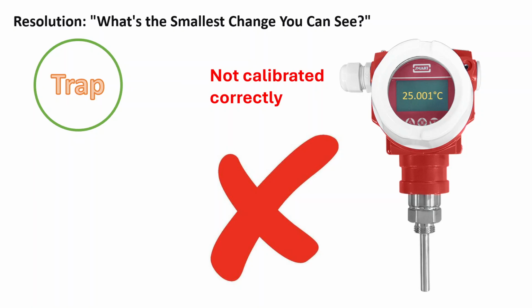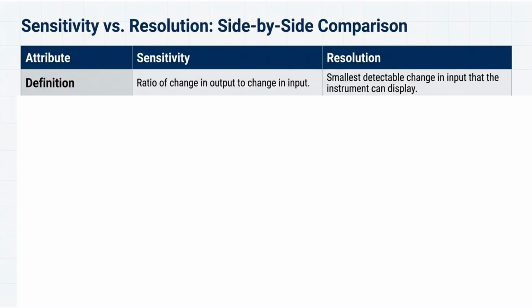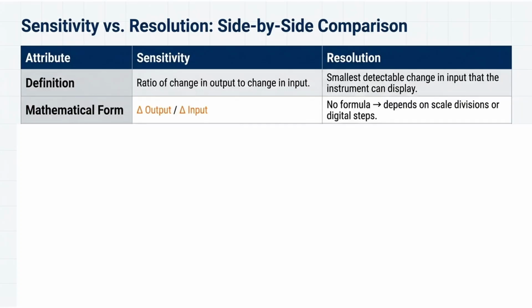Now, let's put both concepts side by side, because this table is your reference, the kind of thing worth coming back to. Definition first. Sensitivity is the ratio of a change in output to a change in input. Resolution is the smallest detectable change in input that the instrument can display. Mathematically, sensitivity has a formula, delta output divided by delta input. Resolution doesn't have a formula in the same way. It depends on the scale divisions of an analog display or the number of digital steps in a digital instrument.